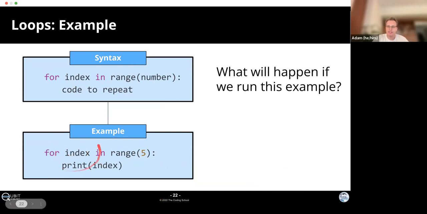So what happens if we actually print this thing? We haven't really talked about this yet. There's kind of this mysterious index, for index in range 5, print index. What do we think is going to happen here?